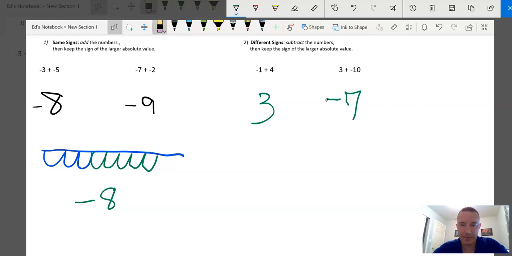Or look at the first example. Imagine you owe your mom $1, and then you do some chores around the house. They pay you 4. What's your value? Well, you can give them the $1 that you owe them, and you'll have 3 left over.